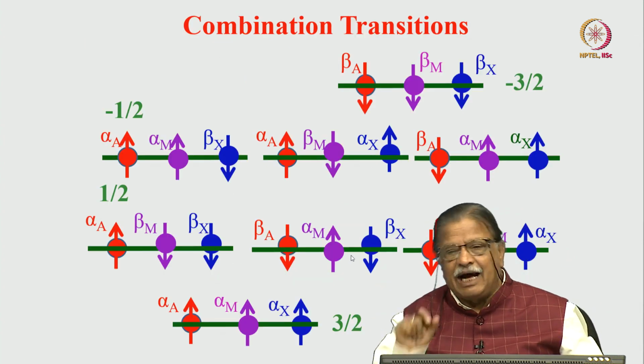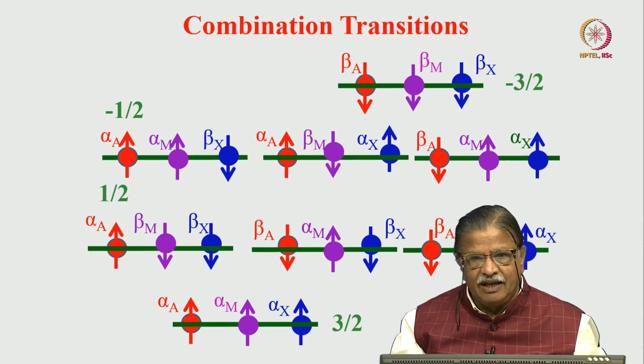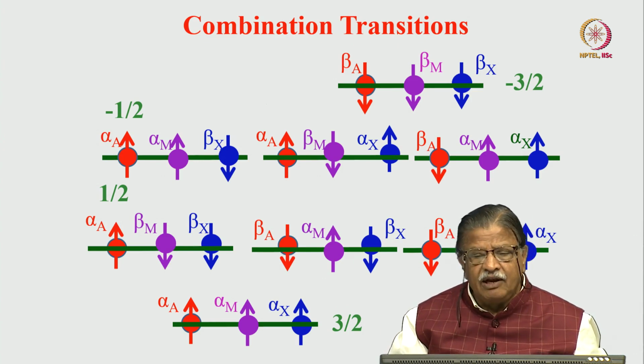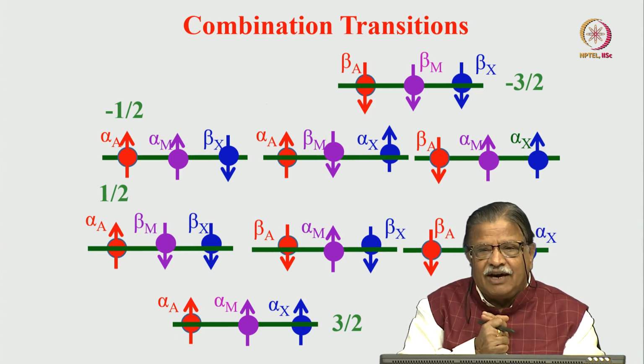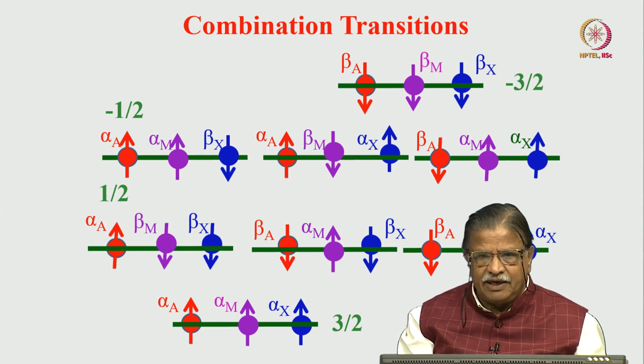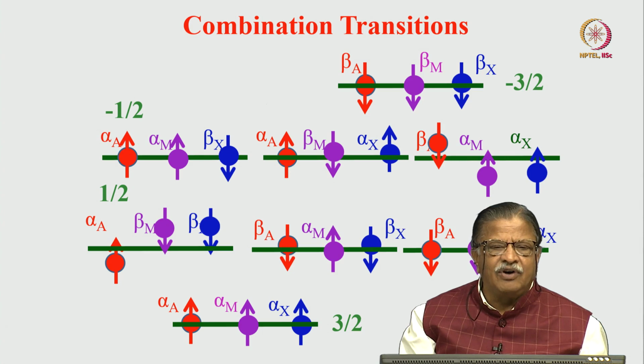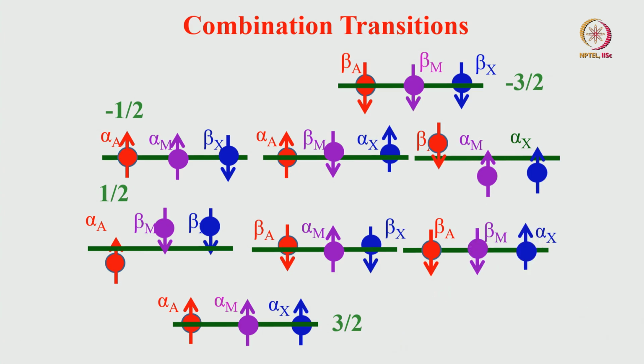Now we can also consider another possibility. It is something different. This is called combination transitions. So far we worked out 4 transitions for A, M and X here. Is there any other thing which we can think of? Look at this possibility. This is half to half allowed. What is happening here? All the 3 spins are changing alpha to beta, beta to alpha. See, beta A is becoming alpha A, alpha M is becoming beta M, alpha X is becoming beta X. All are changing, but still the change in the total quantum number is minus half to plus half only. It is still only one, allowed, single quantum.